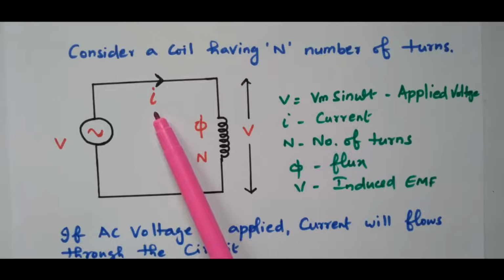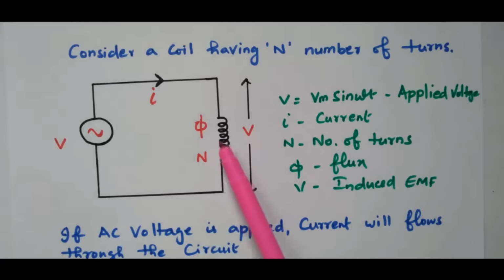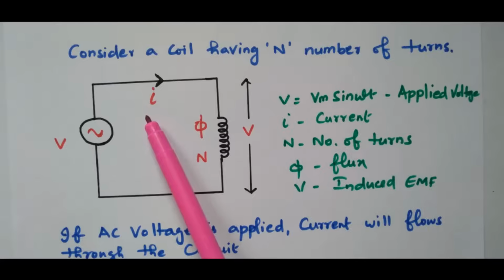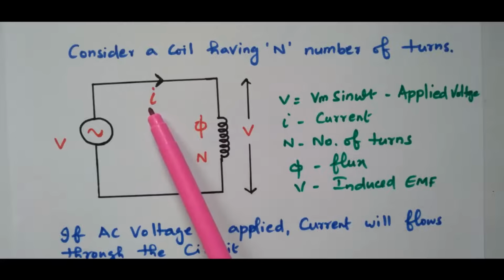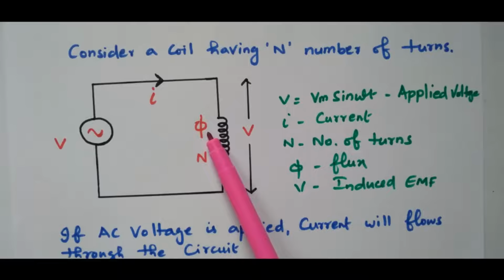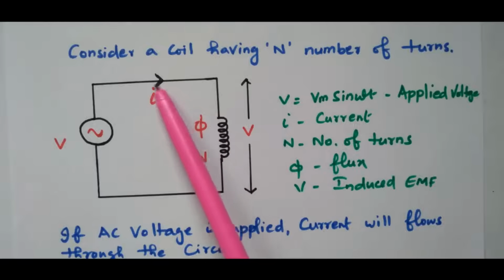Due to AC voltage, this current is a rate of change of current. Due to rate of change of current, flux is produced in the coil. This flux is also a rate of change of flux. Due to rate of change of flux, EMF is induced in the coil. So n number of turns the coil available, voltage is applied, current is flowing. Due to rate of change of current, flux is produced, and this flux also changes. So due to that, EMF is induced in the coil. So this EMF depends upon the flux and also it depends upon the current, because the flux is produced from current. So V depends upon flux as well as the current.